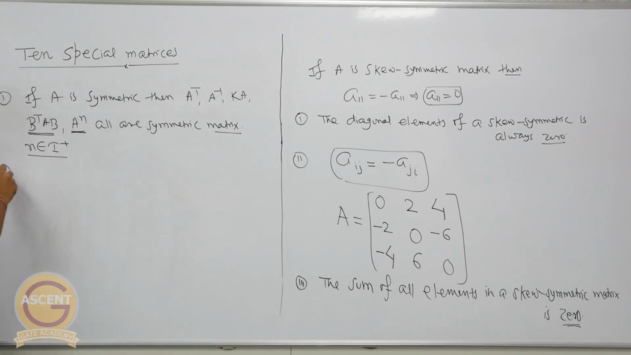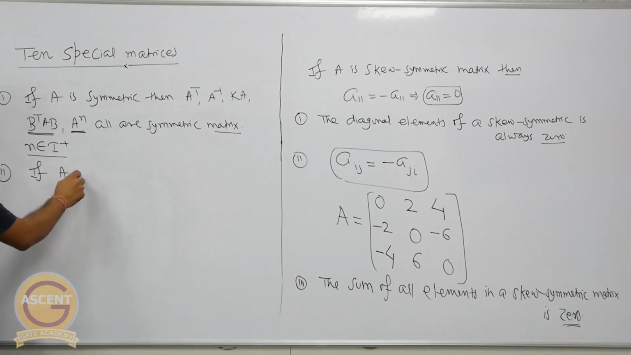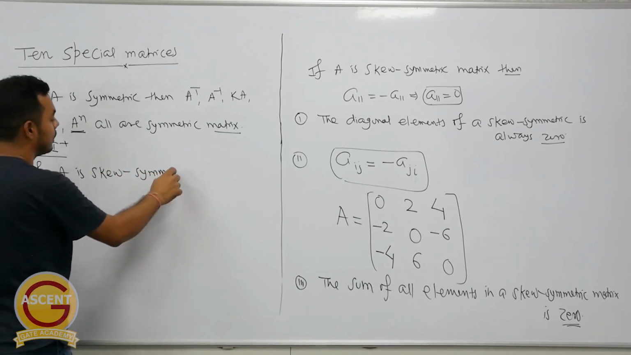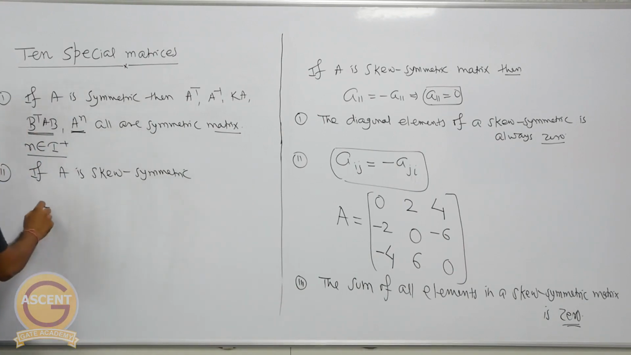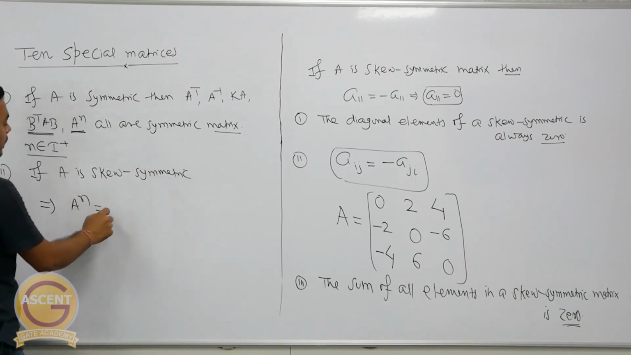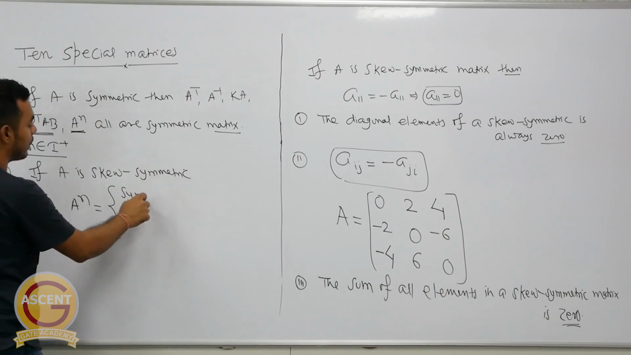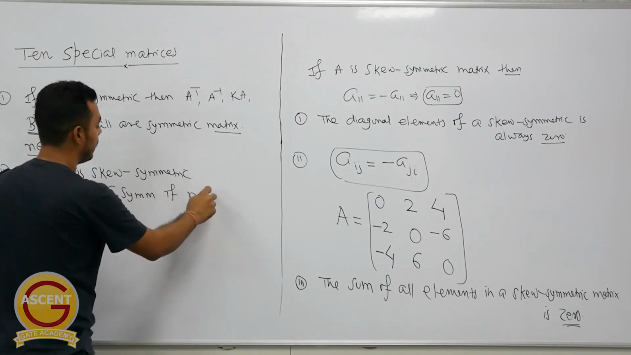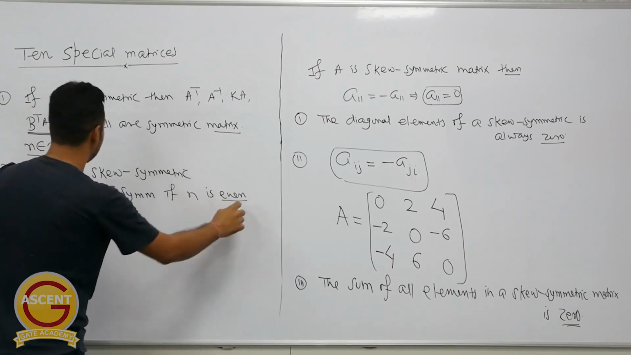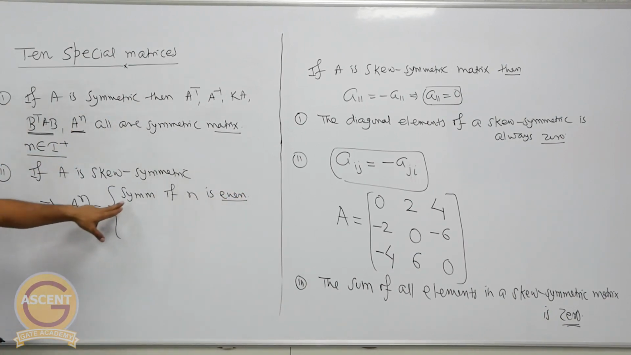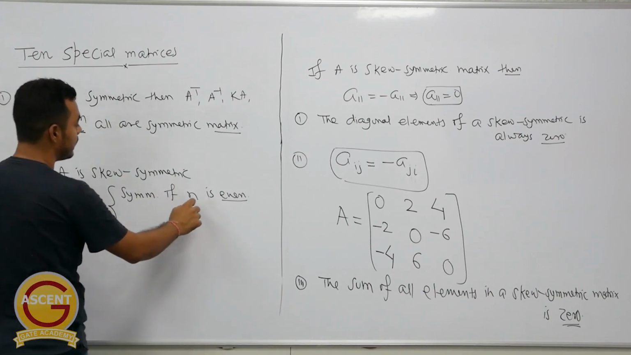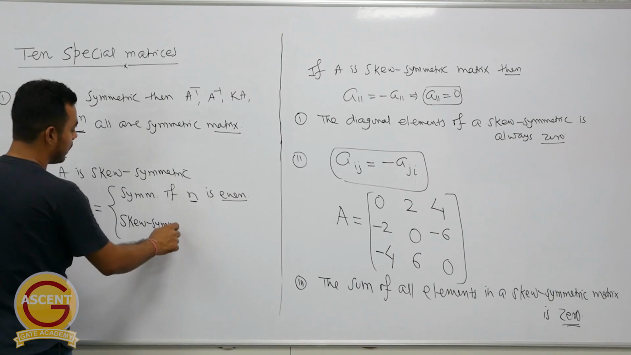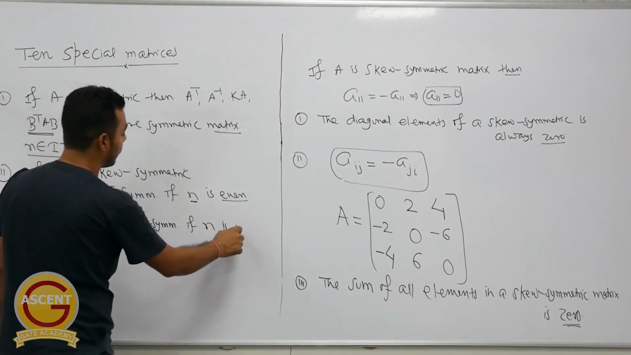And in case of skew symmetric matrix, if A is skew symmetric, this implies A to the power n will be symmetric if n is even. This point is also very important. If A is a skew symmetric matrix, then A to the power n will be a symmetric matrix if n is an even number, and this will be skew symmetric if n is odd.